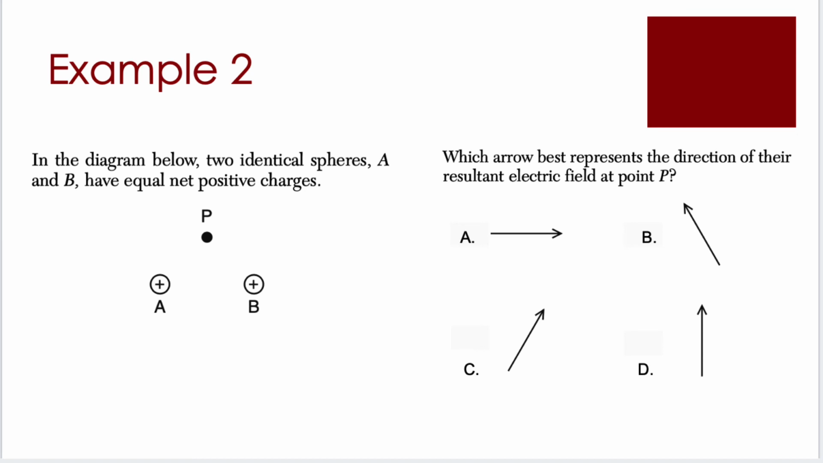Example 2. In the diagram below, two identical spheres, A and B, have equal positive net charges. So remember, we use a positive test charge, and here it's going to be repelled in this direction. And then from B, it's going to be repelled again, but in this direction. Now, since these are equal charges, those two forces are going to be the same because we're also the same distance away. That means this one's going to have a net force left and this one a net force right that are going to cancel out. And what I'm going to be left with is a net force just upwards in this direction. Looking at our choices, our answer is D.